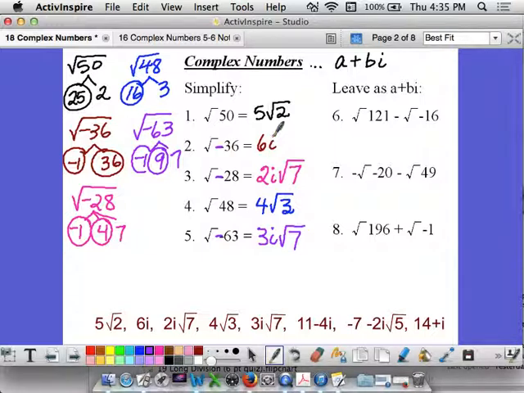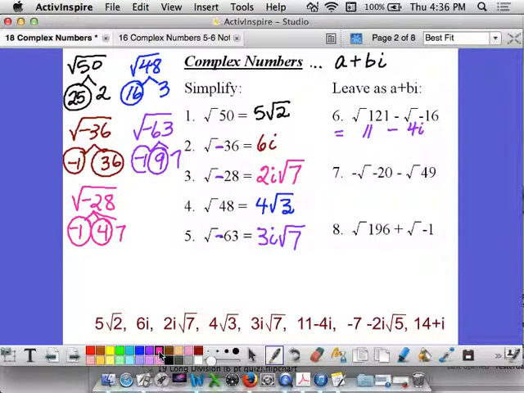In these problems over to the right, I first want to take the square root. The square root of 121 is 11, minus the square root of negative 16, which is 4i. Now not negative 4, but 4i. So I look at this: is this written in a plus bi form? Yes. Where the real number is 11 and the imaginary number is negative 4. Where a is 11 and b is negative 4.